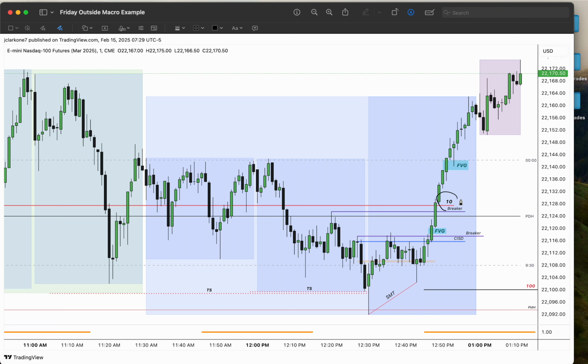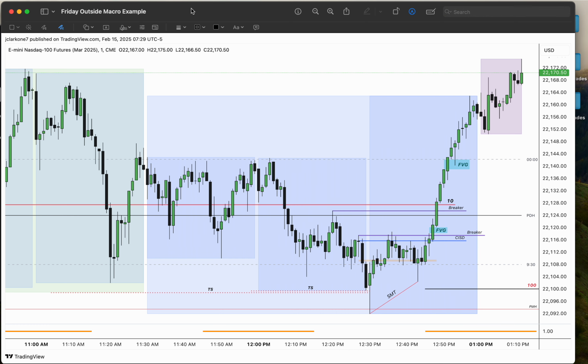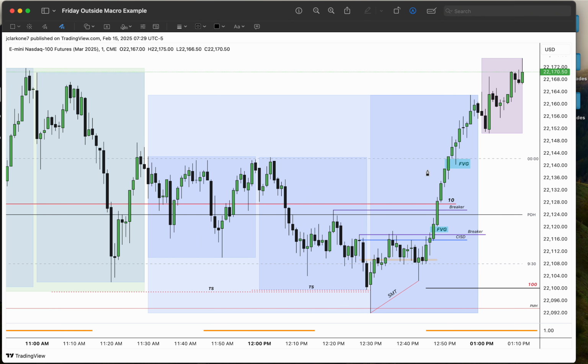First target would be 10 a.m. open. Second target, previous 30-minute cycle high. Third target, the end of the buy model, the original consolidation on the left side of the curve. Any questions on this one? Okay.